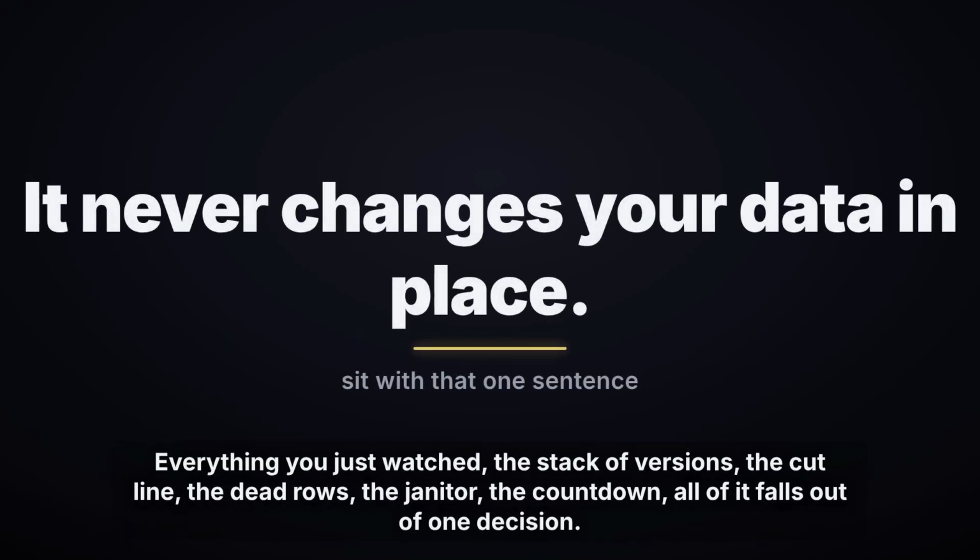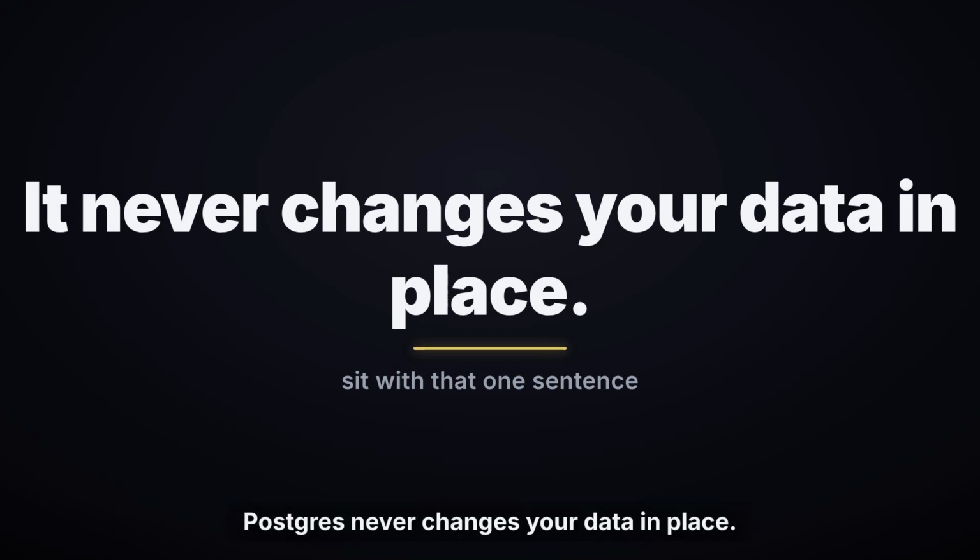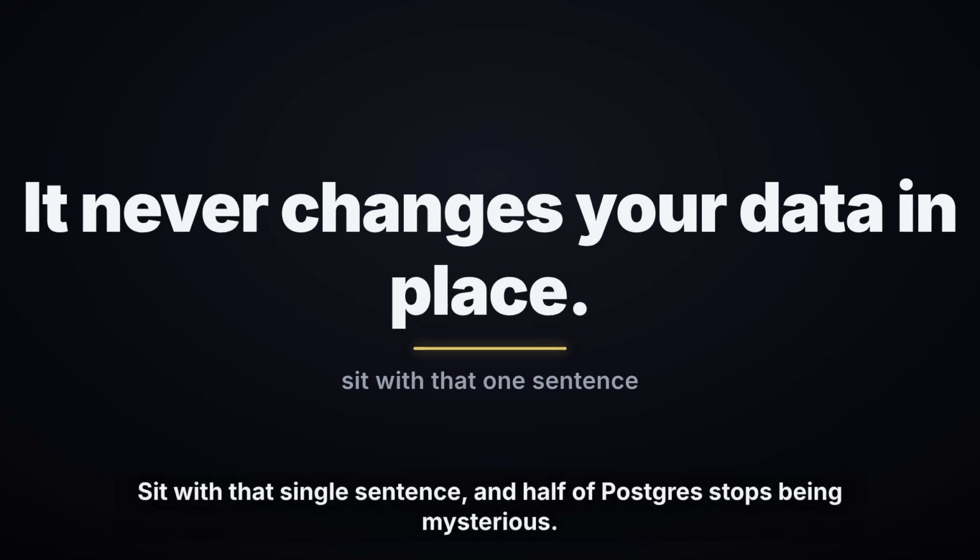Everything you just watched, the stack of versions, the cut line, the dead rows, the janitor, the countdown, all of it falls out of one decision. Postgres never changes your data in place. It writes a new version and marks the old one dead. Sit with that single sentence and half of Postgres stops being mysterious.